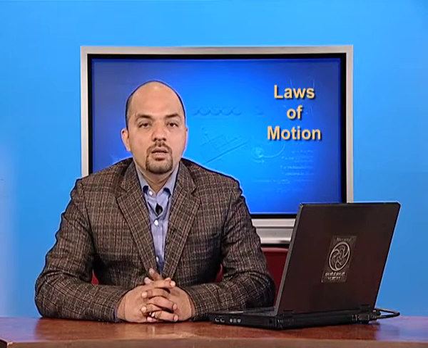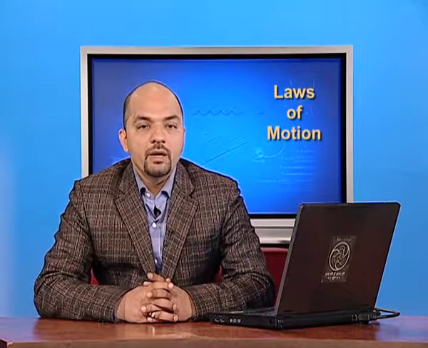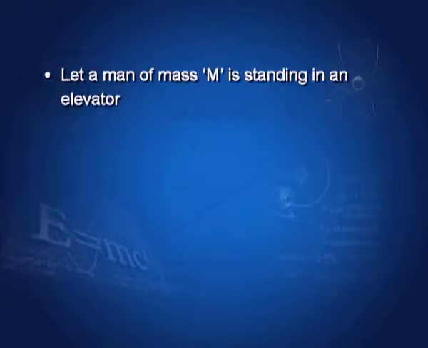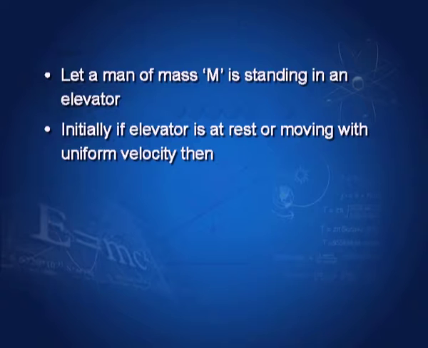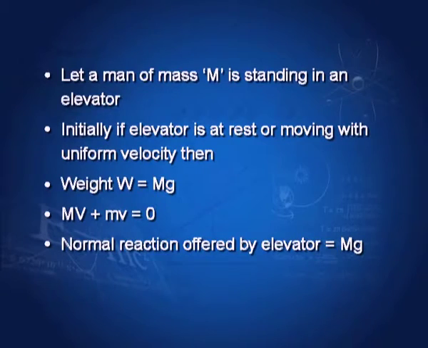Let us discuss another situation based on the same topic. If we need to calculate apparent weight of a man in an elevator, then let a man of mass m be standing in an elevator. Initially, if the elevator is at rest or moving with uniform velocity, then weight W equals mg. According to Newton's third law, normal reaction offered by the elevator is also mg.